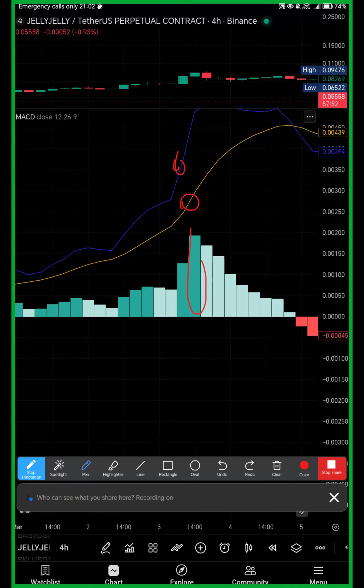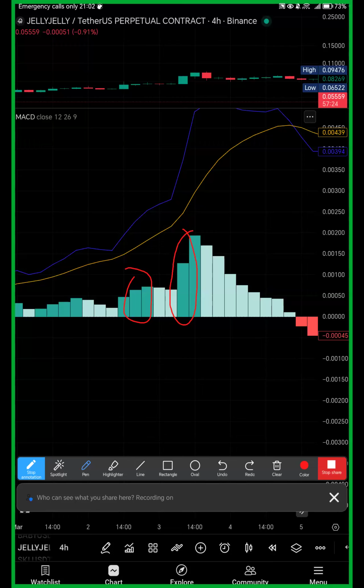I don't know if I'm explaining it in layman's language. The histograms indicate volume, how much volume and momentum is in the market. So if there is strong buying pressure, you are going to see green histograms. Green histograms signify strong buying pressure.